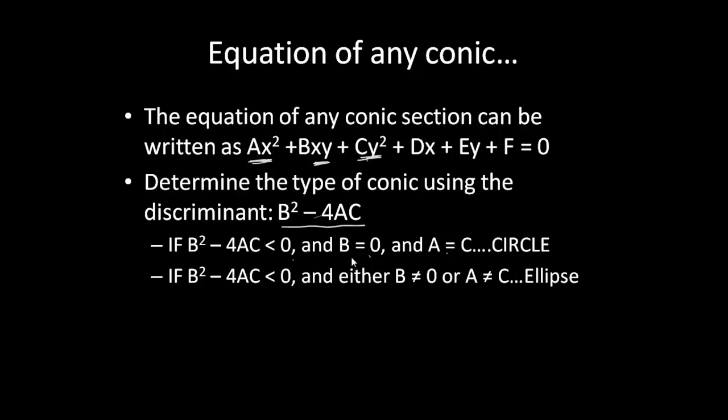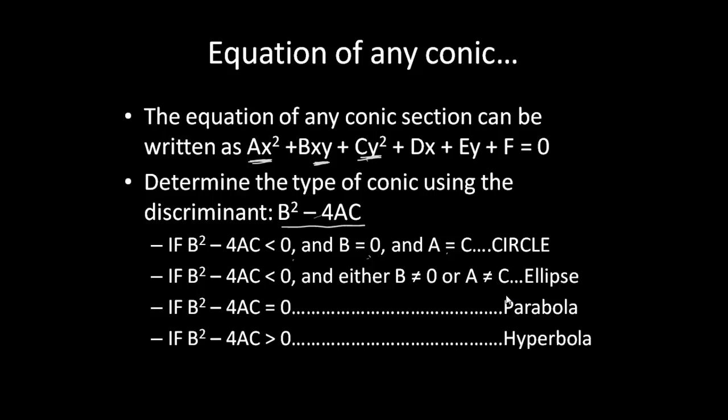So if we have a situation where we have a discriminant less than 0, we have to decide between a circle and an ellipse. And to be a circle, B has to be 0 and A has to be equal to C. Well, if one of those conditions isn't met, then you know you're going to have the ellipse as opposed to the circle. Now if our discriminant is equal to 0, you're going to have a parabola. And our last one, if our discriminant is greater than 0, you're going to have a hyperbola. So that's how we're going to tell what type of conic section we have.